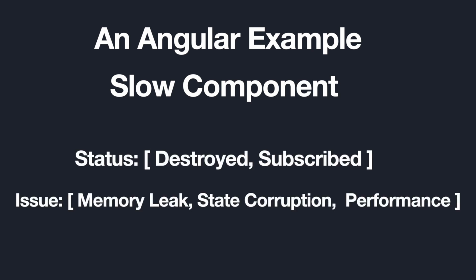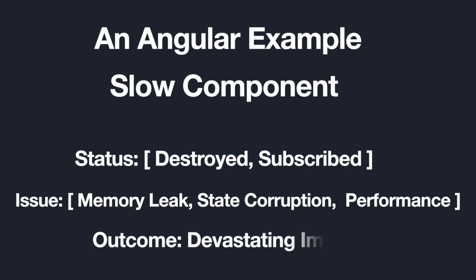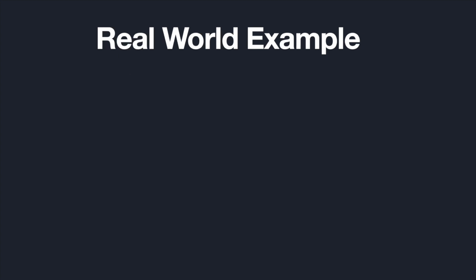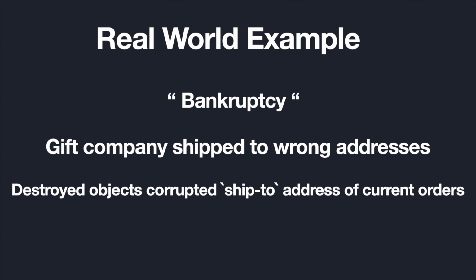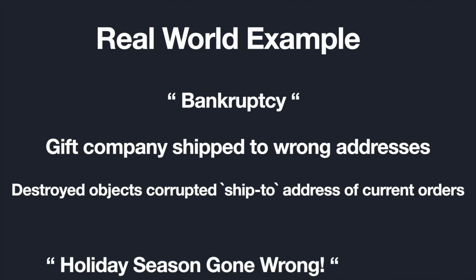The issues would be memory leak, state corruption, and performance. Outcome could have devastating impact. As per Scott Galloway, during the holiday season, the shipping company was off by 1 and sent all the gifts ordered through his company to wrong addresses. His company went bankrupt due to a simple yet devastating software issue.